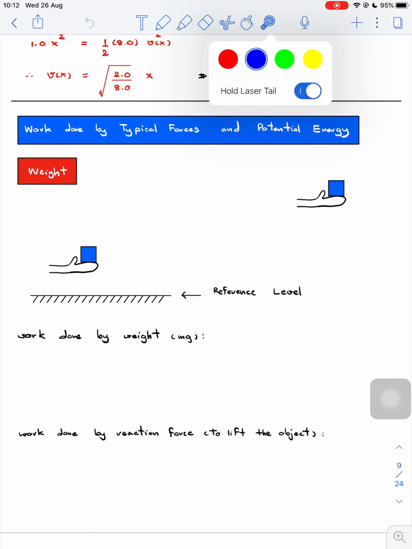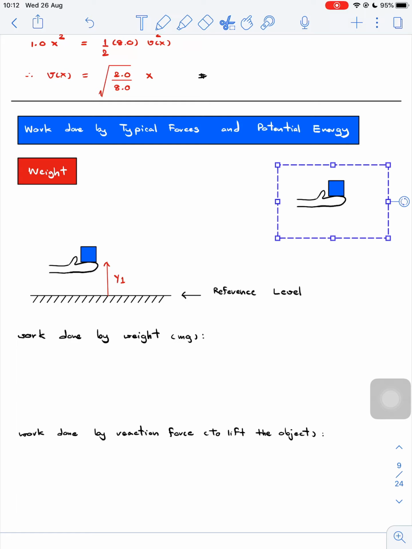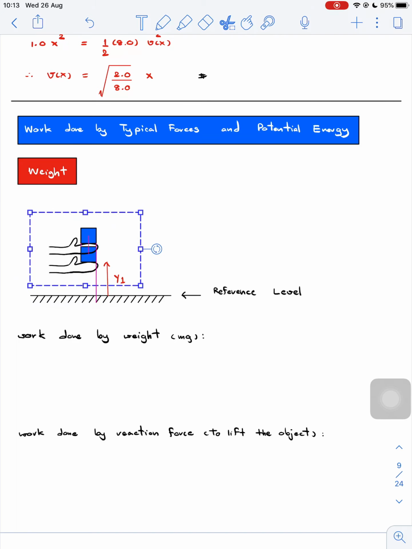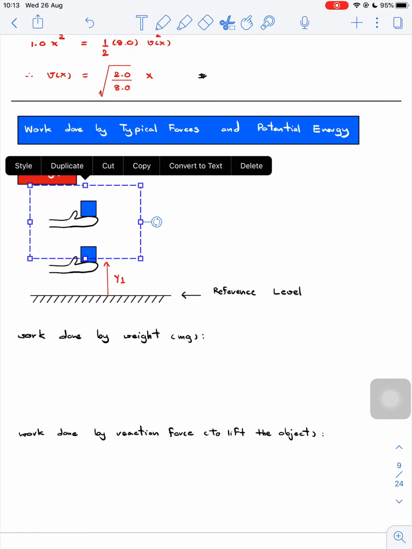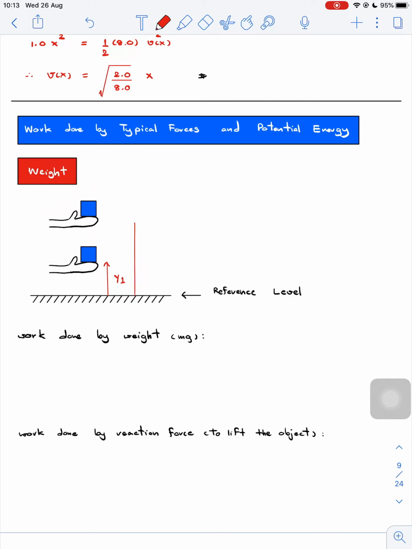Example. Let's consider that we have a plane here, say the ground, and let's make this ground the reference level. Initially we have an object at this position, and a hand just grabs the object. Say the object is at a distance y1 from the reference level. Sometime later we place the object in the upward direction to this position, which is the new position of the object relative to the reference level.